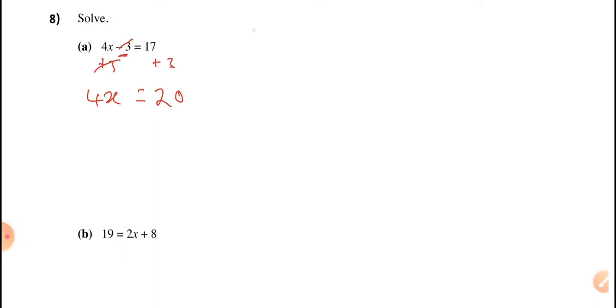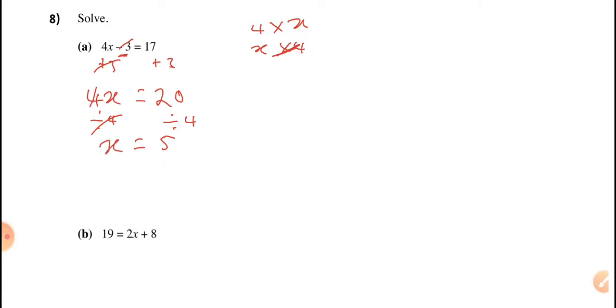Now remember, 4x means 4 times x. Okay, we could write it as x times 4 as well. So how do you get rid of this times 4? We have to divide both sides by 4. So we divide by 4 here and we divide by 4 here. So what's 20 divided by 4? 20 divided by 4 is equal to 5. And on this side the times 4 and the divide cancel out, leaving me just x. So x is equal to 5.